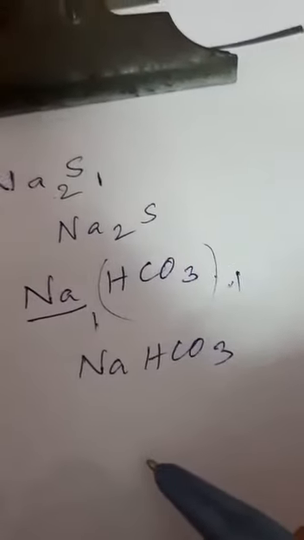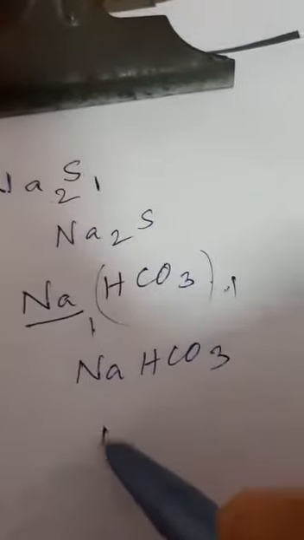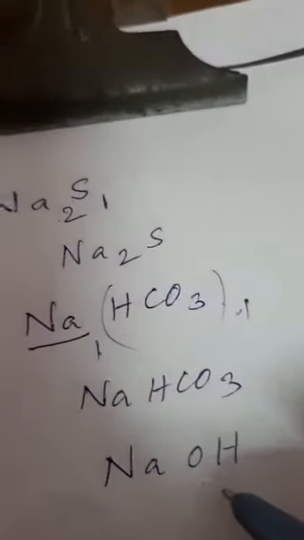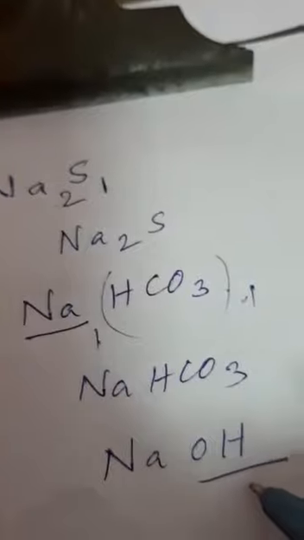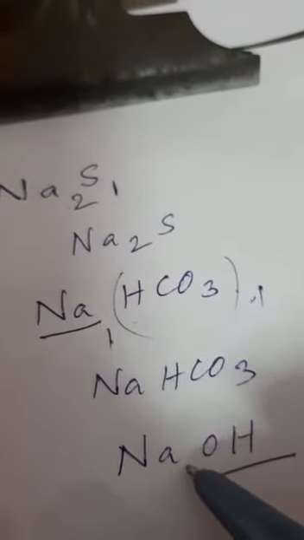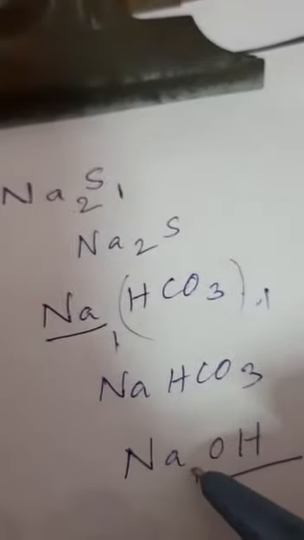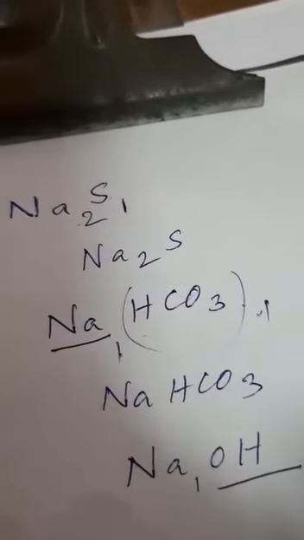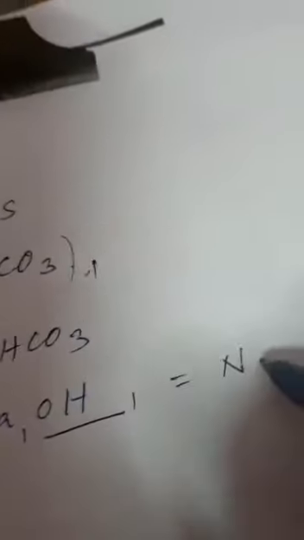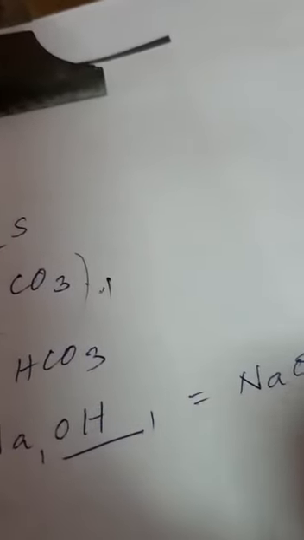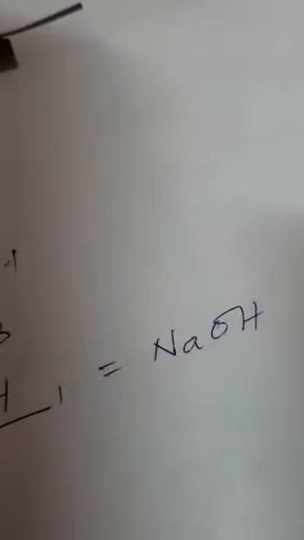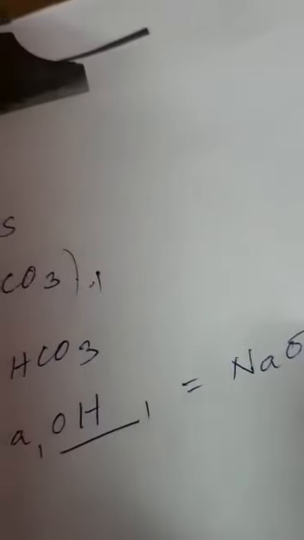Then sodium hydroxide. This hydroxyl radical, it has the valency of 1, and this sodium, it is also univalent. So you will write it as NaOH. You are learning how we will write different compounds.